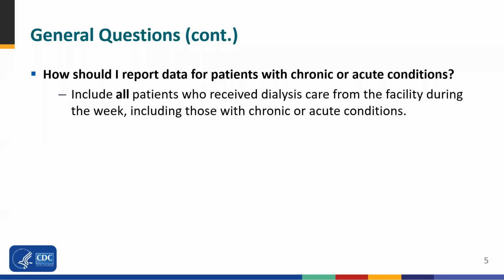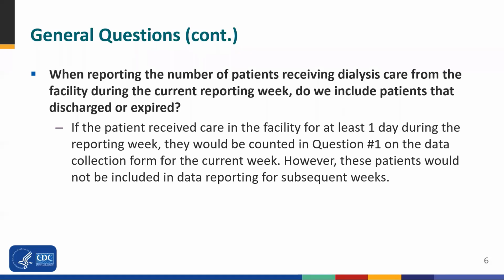Another question is, how should I report data for patients with chronic or acute conditions? Facilities should include all patients who receive dialysis care from the facility during the week, including those having chronic or acute conditions. We recognize that there is fluctuation within the patient population in dialysis facilities.